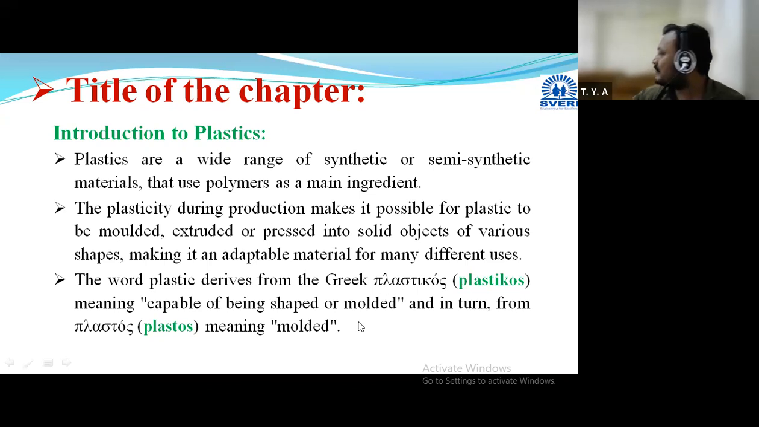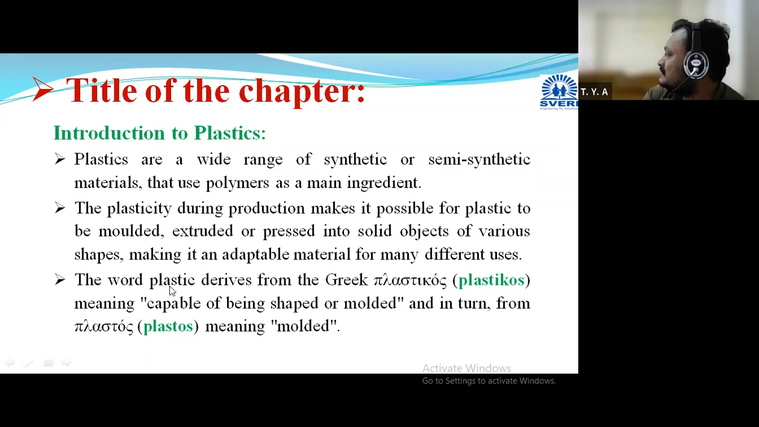Suppose one material has a property where you can give it the desired shape and size. That means the material can be reshaped, remolded, or molded as per your desire or depending on your application. Then it will be termed plastikos. This is the Greek word, and from this Greek word plastikos, we have given the name plastic.